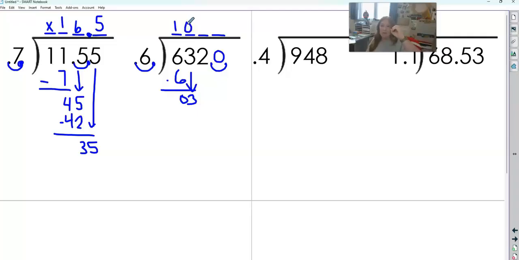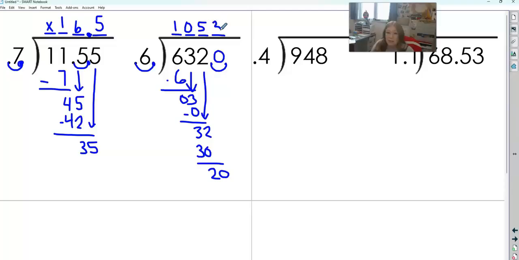You have to put that 0 up there. 0 times 6 is 0. Now I have 3 left over. Now I can bring back the 2. When something goes down, something has to go up. 6 goes into 32 5 times, which is 30. And then 6 goes into 20, 6, 12, 18.